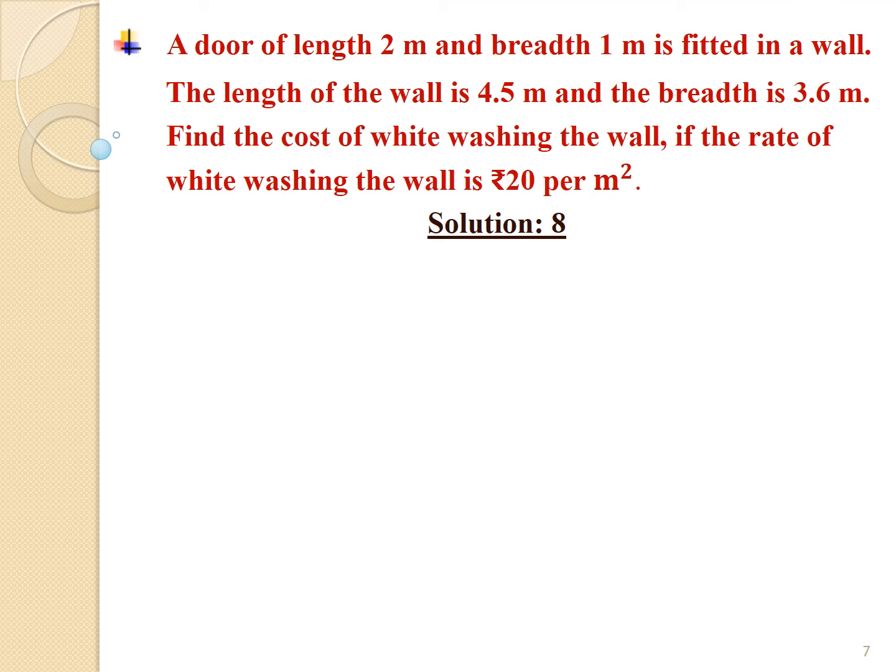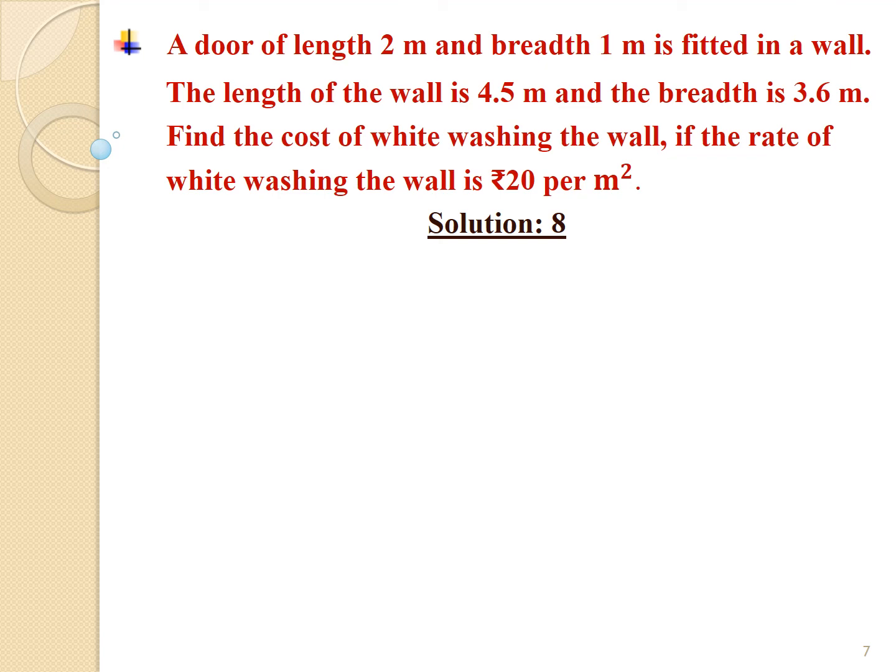Then we have to find the cost of whitewashing the wall by multiplying the area of wall excluding the door by the rate of whitewashing the wall. So, let us solve question number 8 and find out the area of wall, including door, area of door, area of wall, excluding door, and the total cost of whitewashing the wall.